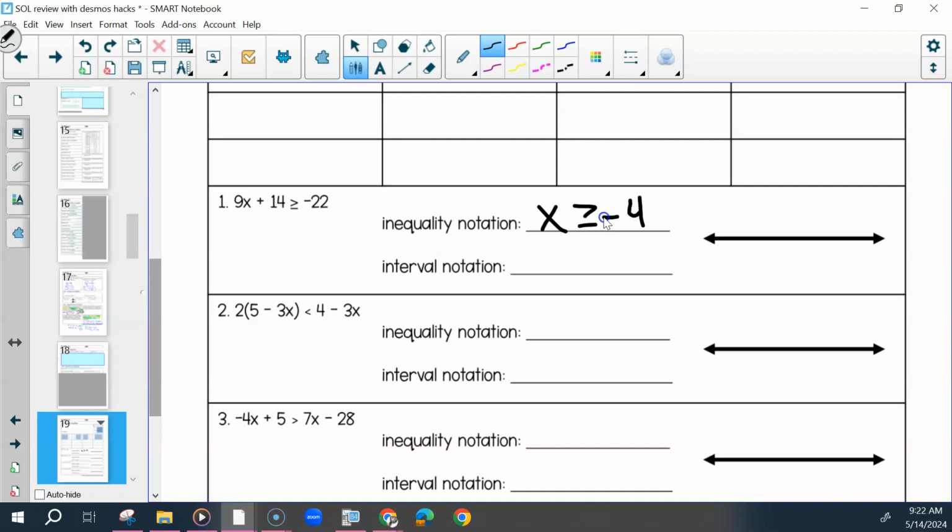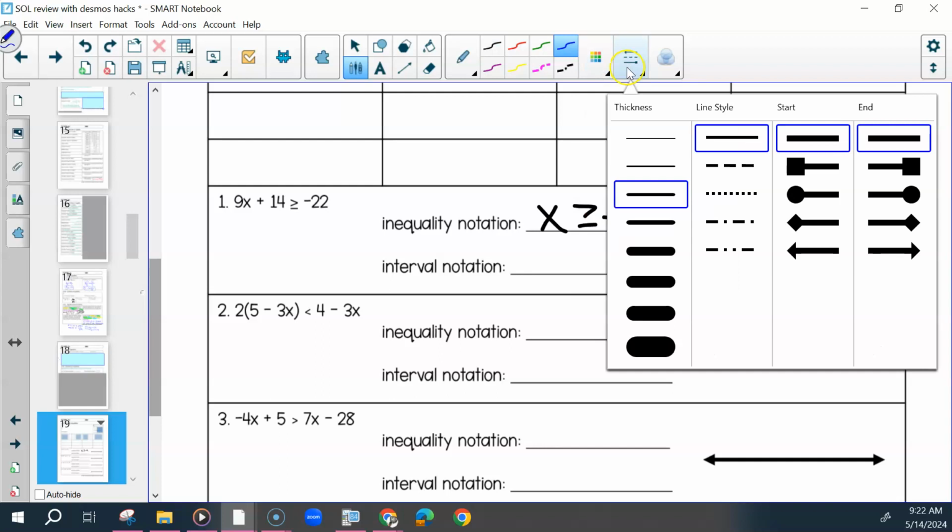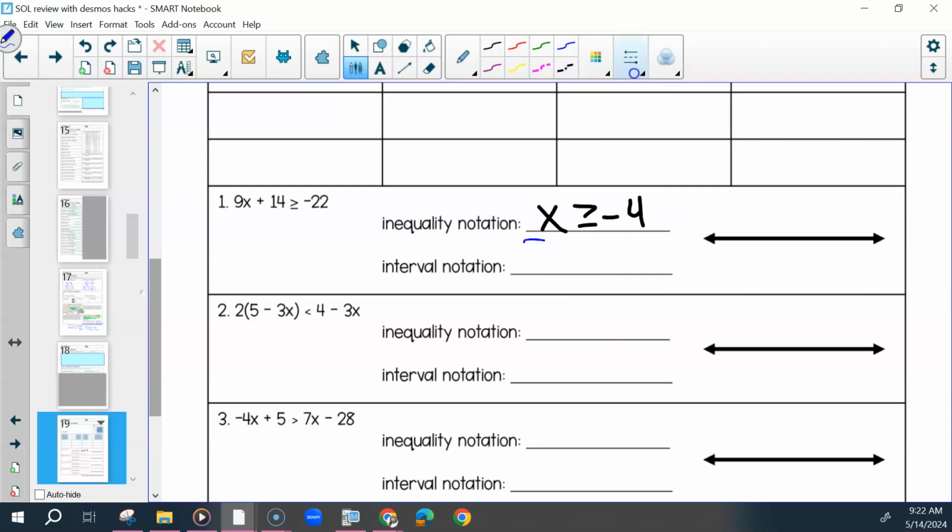Your interval notation, if it happened to ask, you're looking for where does it start, where does it end, and you're using infinity and square brackets and parentheses. So it starts at negative 4, it's closed with a square bracket. It keeps going to the right, and you can zoom out to find that. So towards infinity, and then parenthesis.